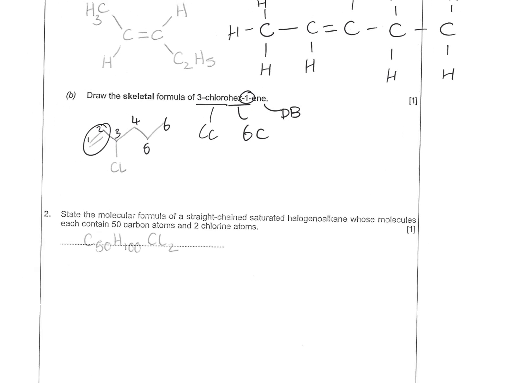State the molecular formula, straight chain saturated. So saturated means there's no double bonds. Halogenoalkanes whose molecules contain carbon 50 and 100 chlorines. Okay, so halogenoalkane. So if you think about an alkane, the general formula is CnH2n+2. Okay, so you would do C50, H2n, which would be 100, and then plus the 2 Cls. Okay, because there's 2 chlorine atoms. That's where they would be replaced.